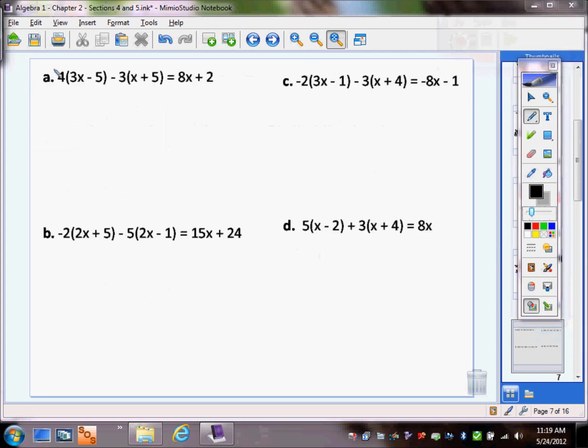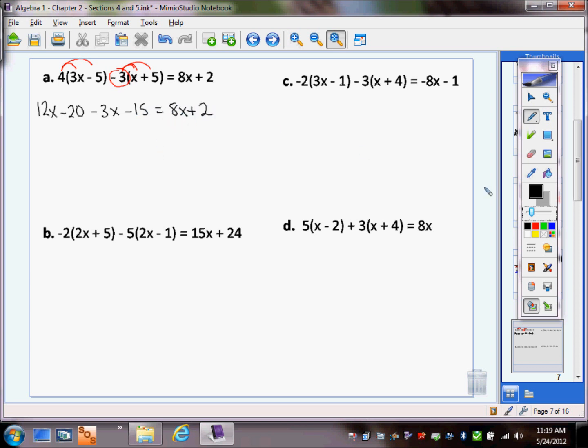All right, so we're going to distribute first, right? We're going to distribute this 4 and that -3. Don't forget the negative. So I get 12x minus 20 minus 3x minus 15 is equal to 8x plus 2. Okay. Then I collect my like terms. I have 12x and -3x. I have -20 and -15. So I have 9x minus 35 is equal to 8x plus 2.